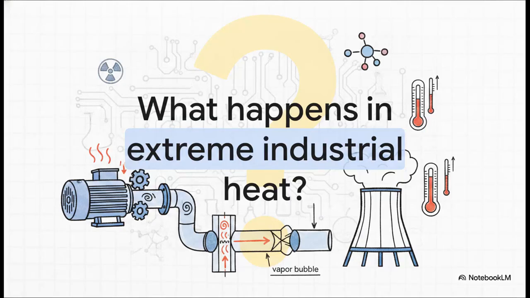Which brings us to our ultimate takeaway. If a relatively modest 35-degree shift in temperature costs us 45 gallons per minute of productivity just to avoid mechanical destruction, what in the world happens to pumps operating in extreme industrial environments, like nuclear reactors or chemical refineries?